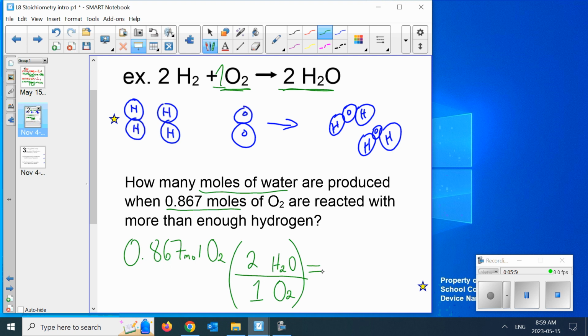So math-wise, that's just multiply. And I'm not sure what it is exactly. Somebody said 1.7 something or other. So is it 1.73?